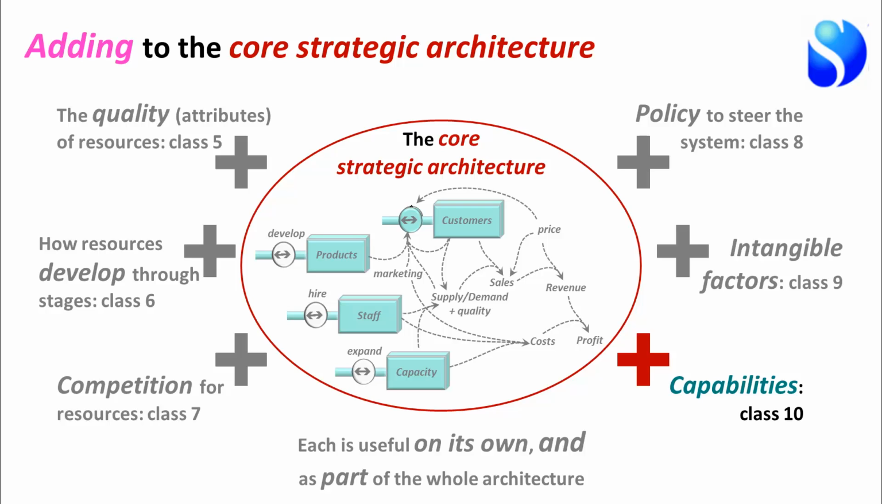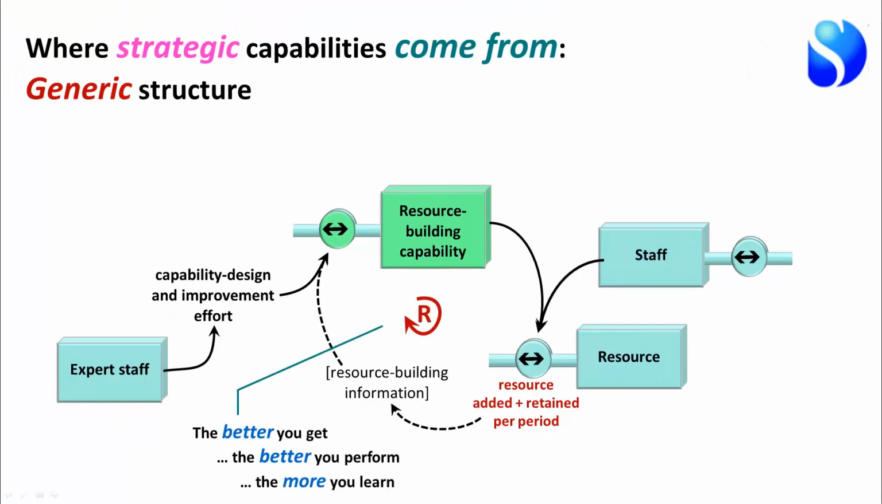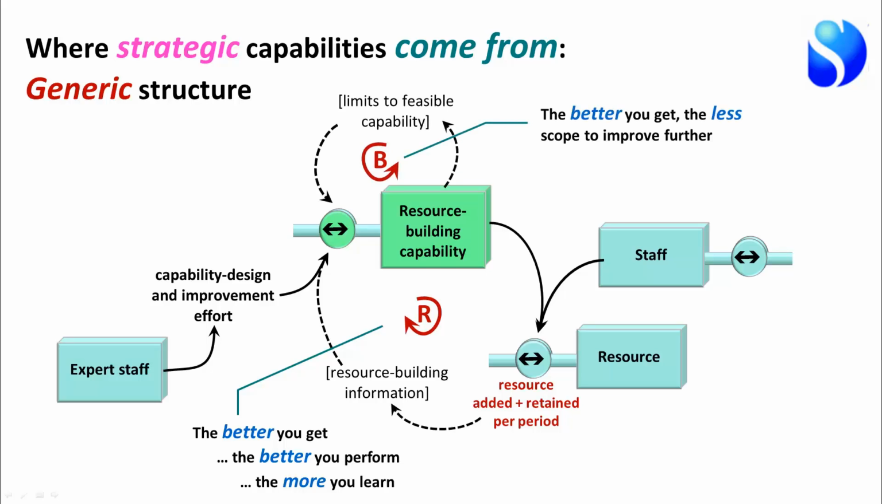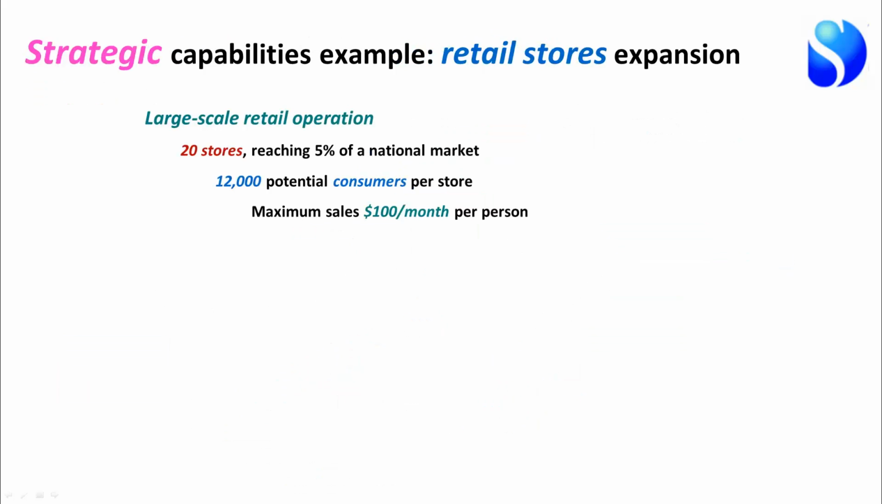Capabilities may be to do with operational effectiveness, or they may be to do with how strongly and sustainably a business is able to build and keep the resources it needs. The better you get at this thing, the better you perform, the more you learn. So you get this self-reinforcing interdependence between the resource and the capability that builds it. But once again, the better you get, the less scope there is to improve further. So let's look at an example of just one strategic capability for one kind of business.